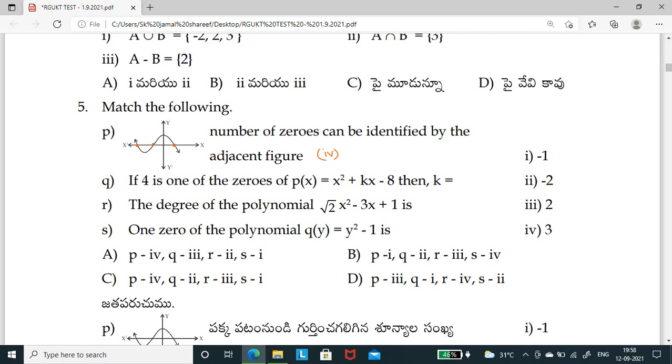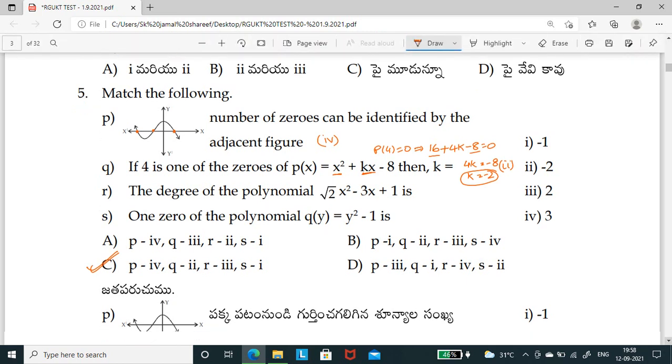One of the zeros means directly we can say p of 4 is equal to 0. So p of 4 is nothing but 4 square, which is 16, plus 4 into k, which is 4k, minus 8 is equal to 0. 16 minus 8 is 8. So from this, 4k is equal to minus 8. So k is equal to minus 2. Then for this, option 2 is my answer. So 4 and 2, where I am getting 4 and 2. So directly you can go with option C as my answer.